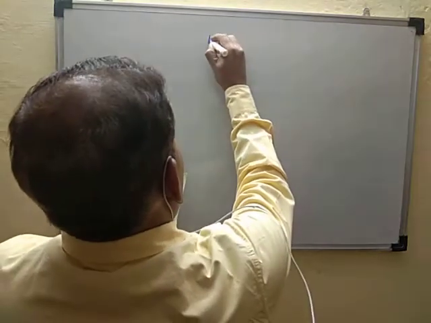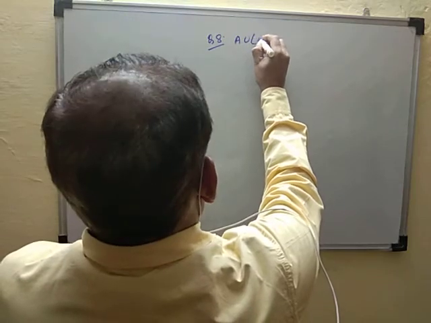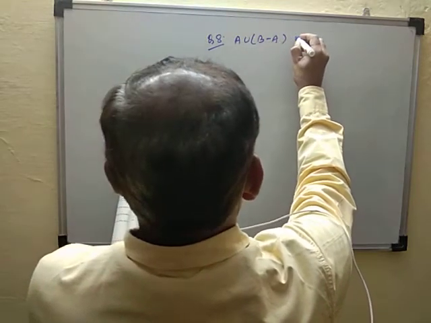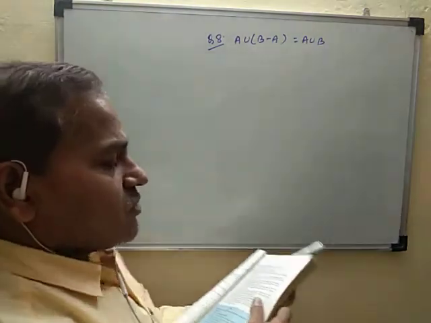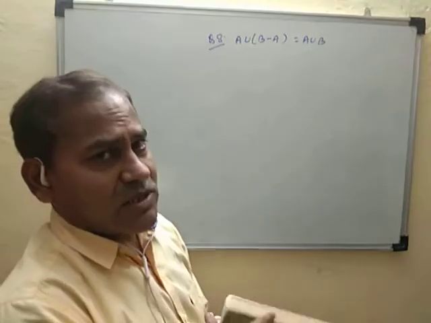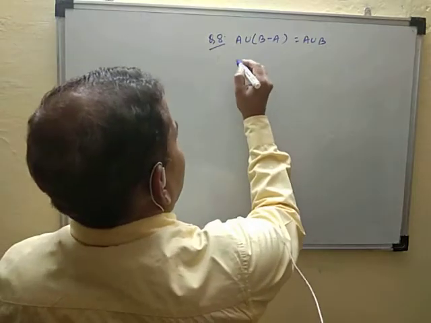Morning students. So in the last class, I think we completed Miscellaneous Exercise question number 8, the first part. Now the second part of question number 8 is: show that (A union B) minus A is equal to A union B. So, proof.